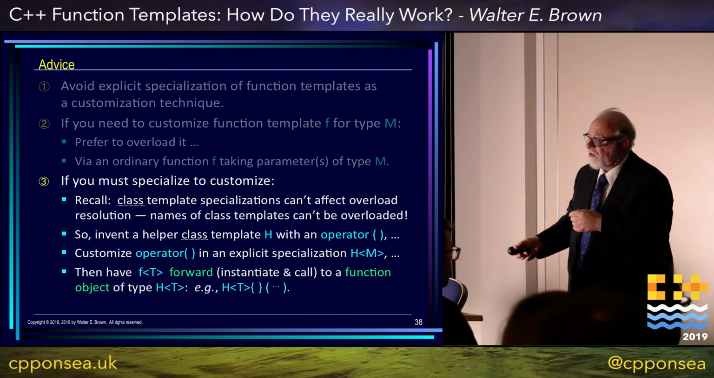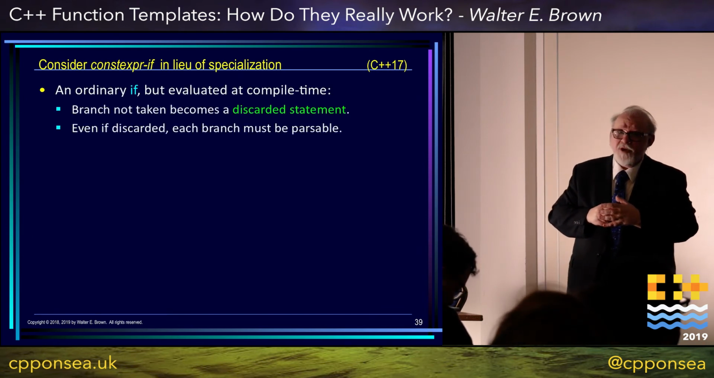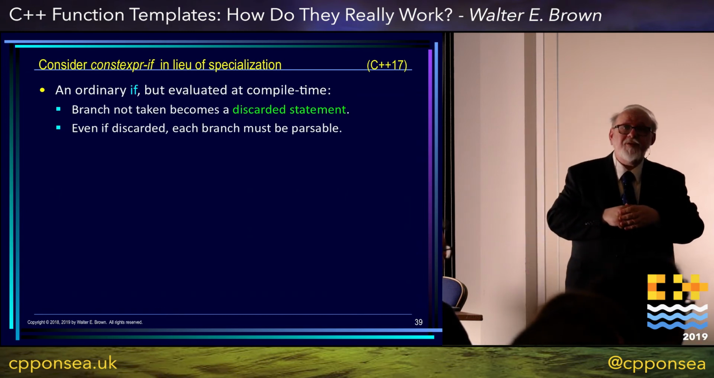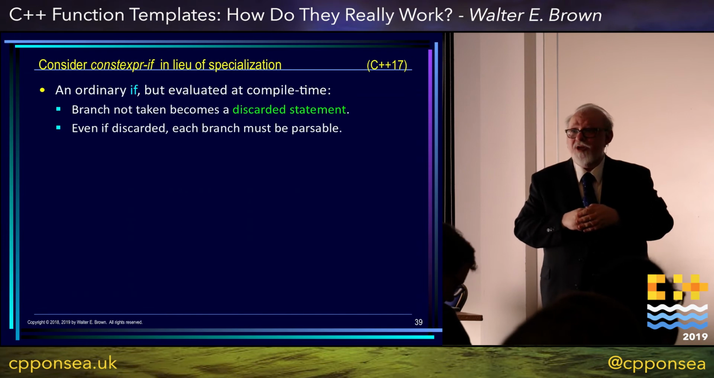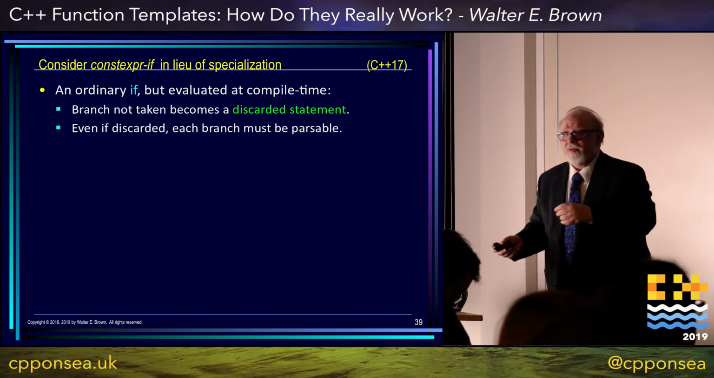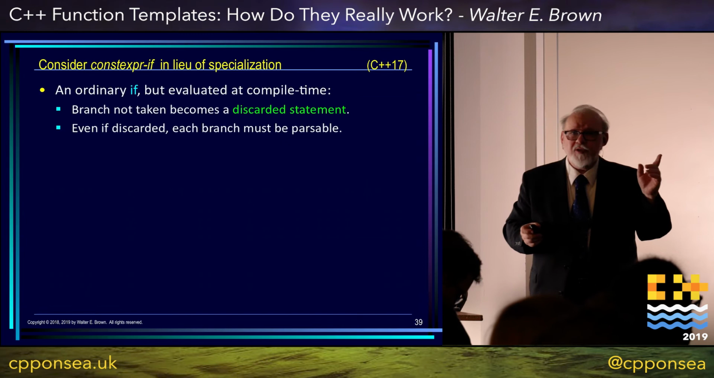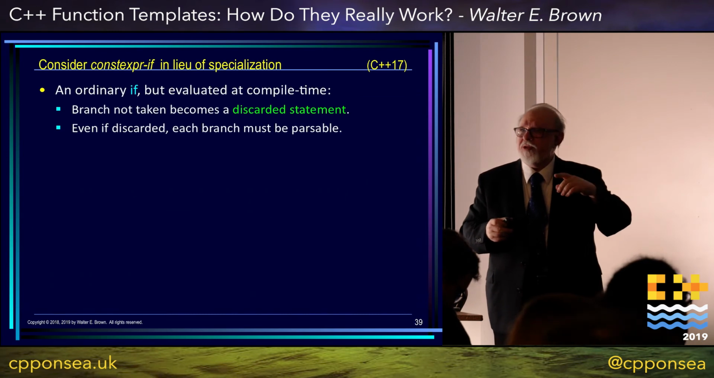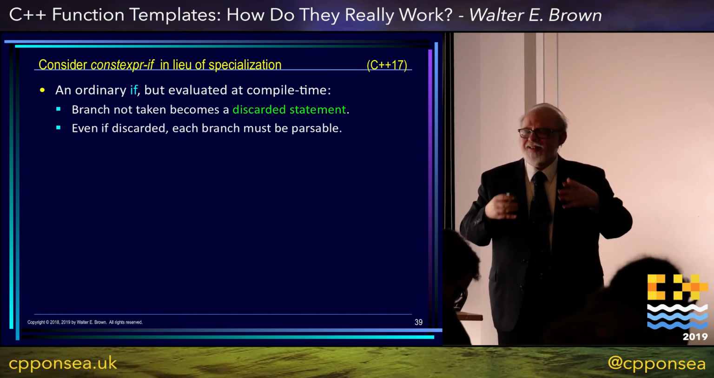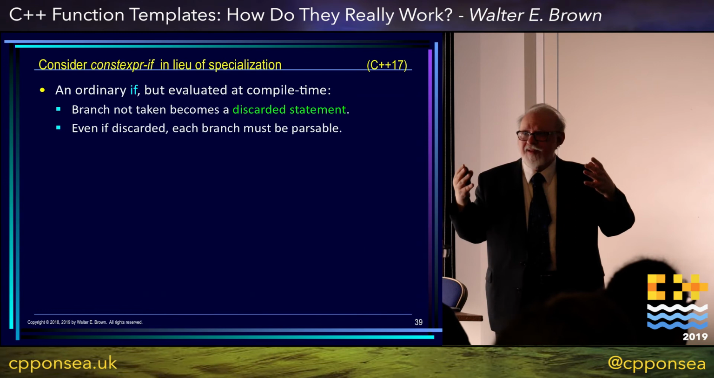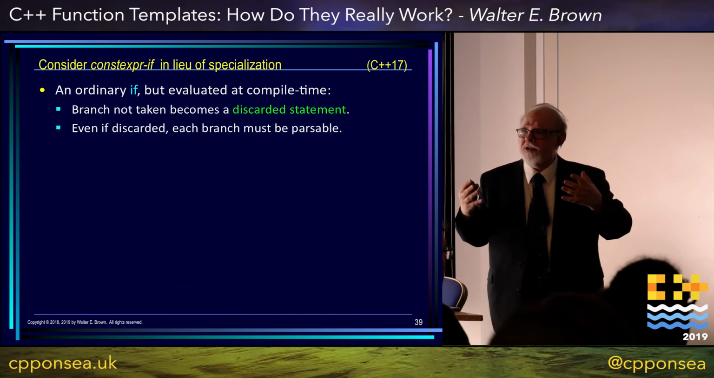So there's some choices for you. We have one more choice as of C++17: constexpr if as an alternative method of specialization in a function template. If you haven't used constexpr if, the one important thing to keep in mind is that one of the branches will be turned into what's called a discarded statement. But that does not mean that you can write anything even though it's going to be discarded. It has to be valid C++. It can't be garbage. It has to be at least parsable.